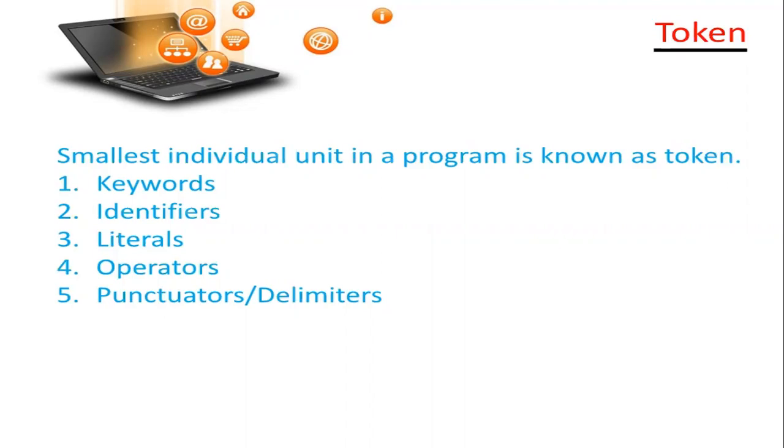So there are 5 tokens of Python: keywords, identifiers, literals, operators, punctuators, and delimiters. The first one is keyword. Starting with keywords, these are reserved words of Python. They have a special meaning for the interpreter, and so they are called keywords. No keyword can be used as an identifier.